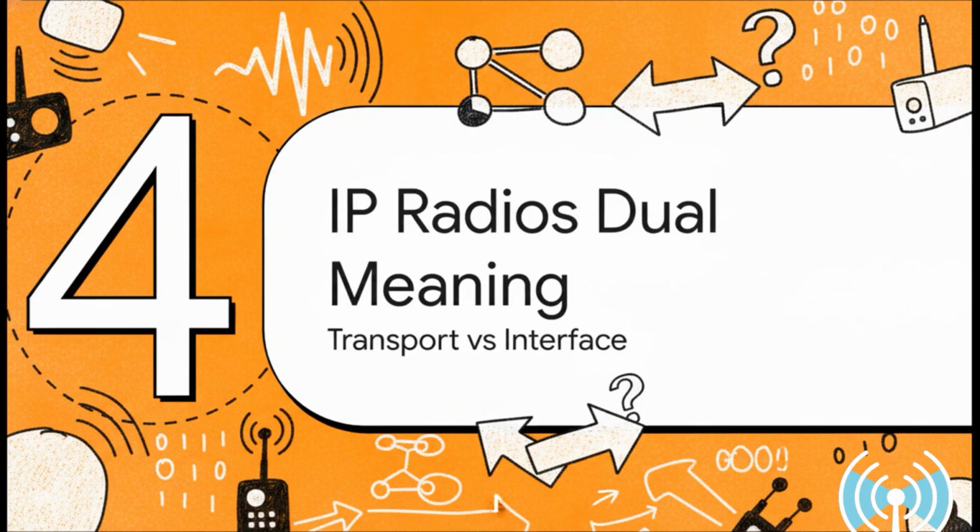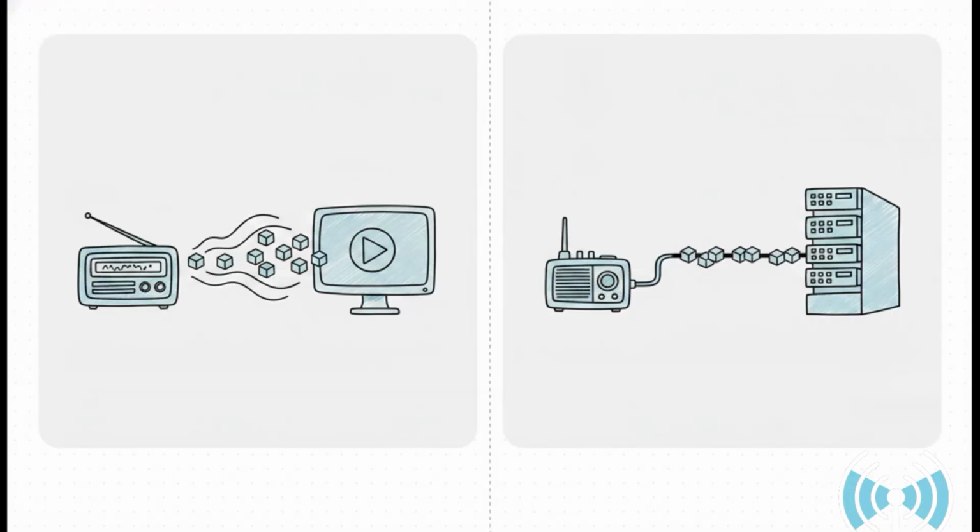Which brings us to Section 4, IP radios and their dual meaning. According to our sources, this is literally the most ambiguous term out in the field right now. It causes so much confusion. You absolutely have to separate these two concepts.